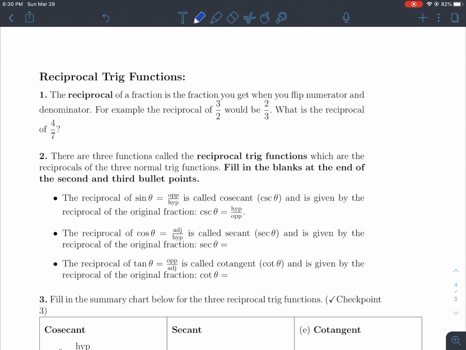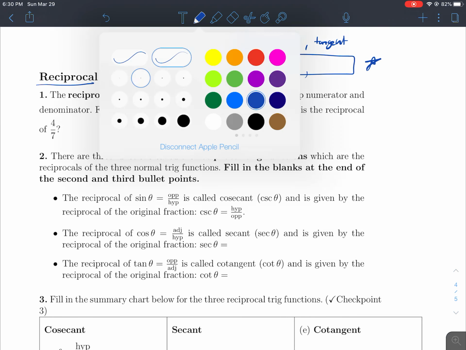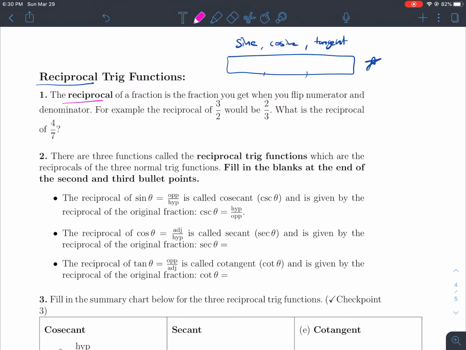So the way that we're going to review those key ideas is in the context of something new. So there are actually not just 3 trig functions, sine, cosine, and tangent. There are actually 3 more. And each of those new ones, for a total of 6, is very related to one of these. In fact, they're called the reciprocal trig functions, and we're going to learn about them right now. So before we get to the reciprocal trig functions, the reciprocal of a fraction is the fraction you get when you flip the numerator and denominator.